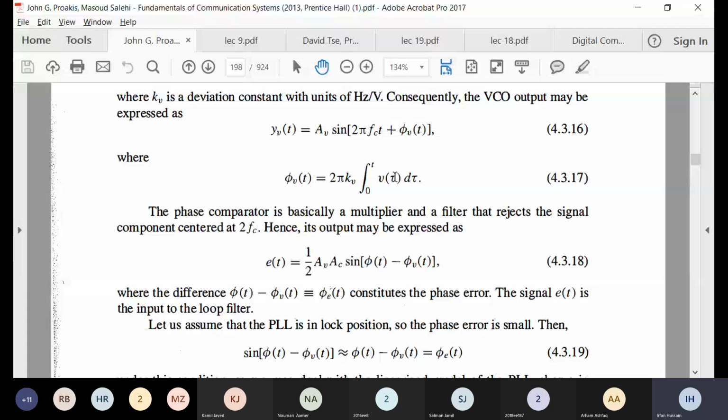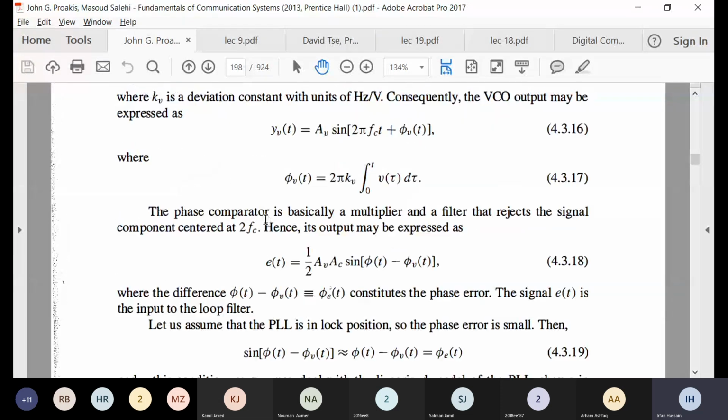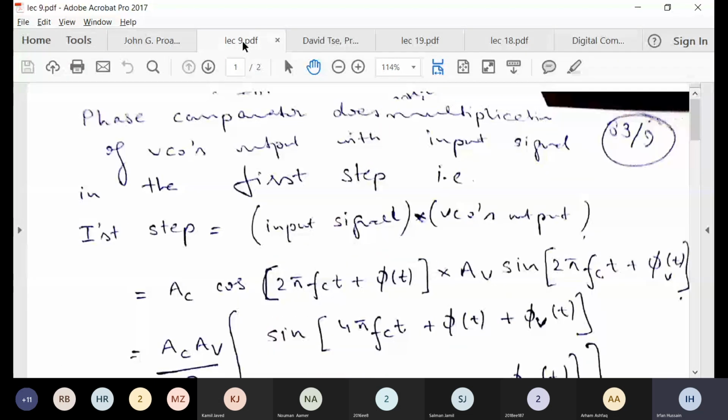The phase comparator takes the output of the VCO and the input signal, and it multiplies both these inputs, and then it applies an appropriate filter, a low pass filter, to get the signal that is desired. So first of all, let us see the book. In the book, he directly gives the answer, but there were some steps missing, so I have mentioned them in my notes. So the first step, you multiply the input signal with the VCO's output.